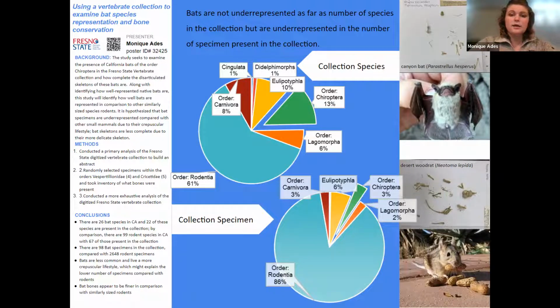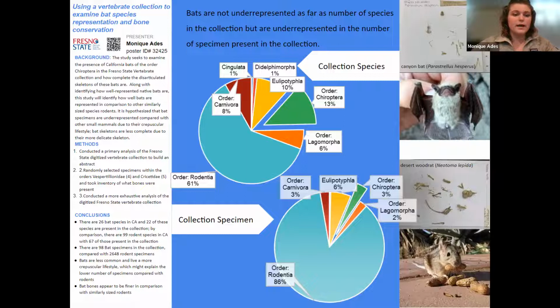Getting into my conclusions, there are 26 bat species in California and 22 of these species are present in our collection. In comparison, there are 99 rodent species in California and 67 of those are present in our collection. So as far as species representation, bats are doing pretty well. In comparison to the rodents, there are just so many rodents that it's hard to have that many in the collection.